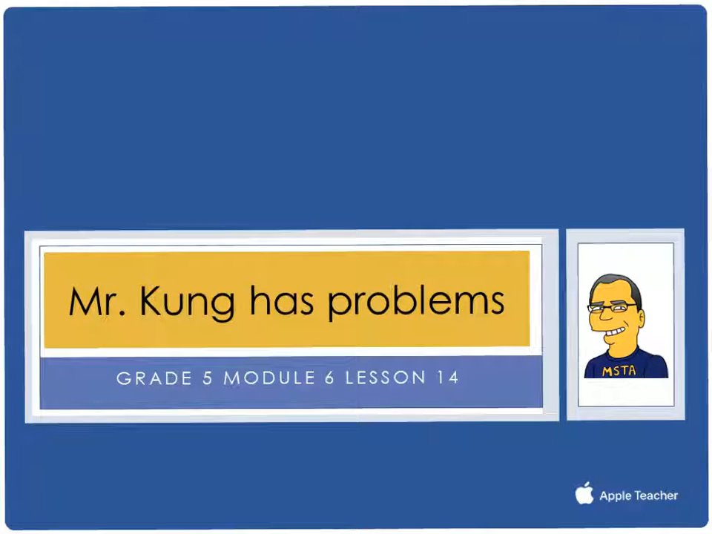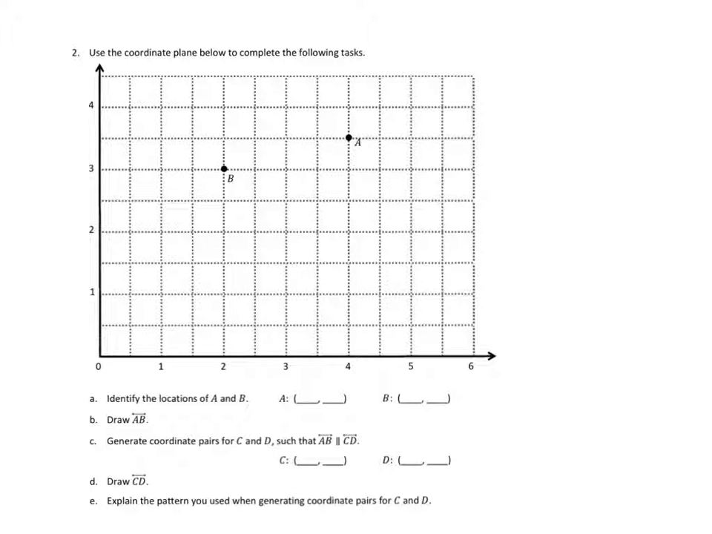Kong Has Problems. Tonight in grade 5 in module 6 we are working on lesson number 14, and that means that we are constructing parallel line segments and analyzing the relationship of the coordinate pairs. So I'm going to go through most of the parts of problem number 2 tonight, and we'll see if that gets you the rest of the help that you need to finish maybe the last couple of parts of problem 2 as well as problem number 1. So let's take a look at number 2.